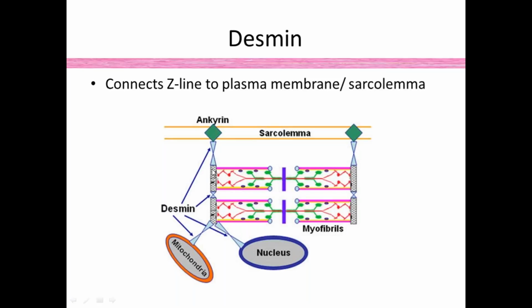So desmin attaches the Z line to the sarcolemma. Each individual sarcomere has a Z line on both ends, and then there's another sarcomere and another sarcomere. And we need to make sure that this contractile unit is somehow attached to the external sarcolemma, plasma membrane, that encapsulates this muscle fiber. Right? You don't want just internal things happening that have nothing to do with external shape. You want the entire thing to be able to contract and expand. And that's what the desmin provides. It anchors the contractile unit to the plasma membrane, the sarcolemma.